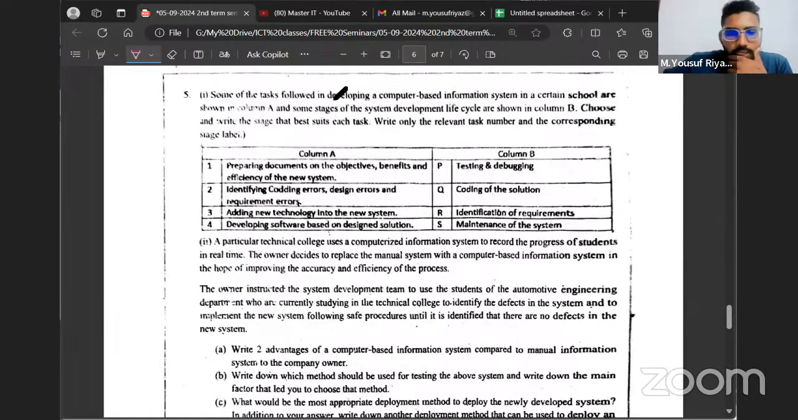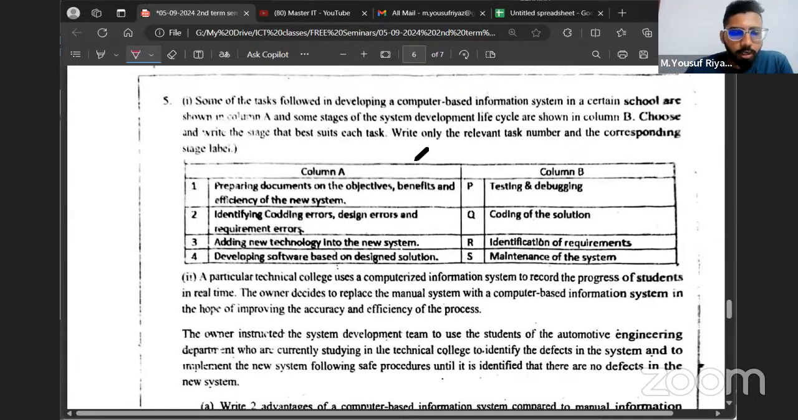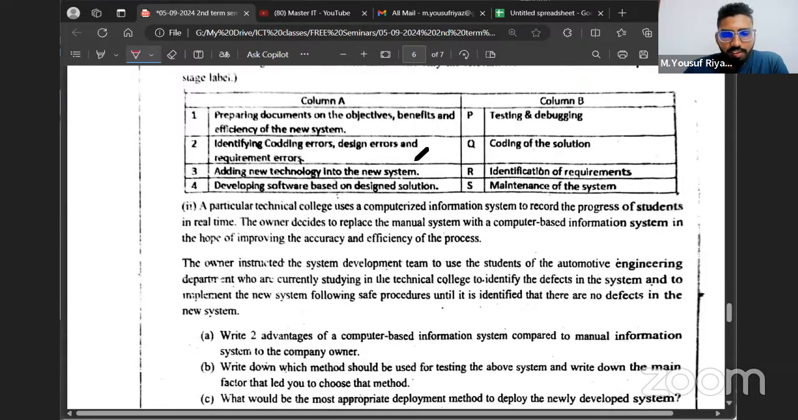Some of the tasks following in developing a computer-based information system in a certain school are shown in column A, and some of the stages of SDLC are shown in column B. Choose and write the stage best suited to each task. Write only the relevant task number and the corresponding stage label. Okay. Preparing documents on the objective, benefits, and efficiency of the new system. Identify code errors, design errors, and requirement errors. And adding new technology into the new system. Developing the software based on the designed solution.